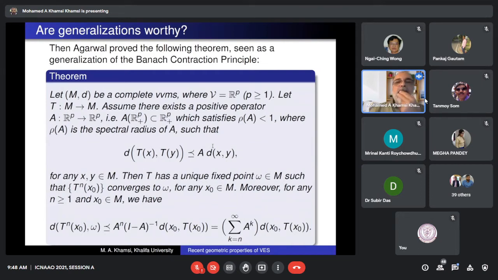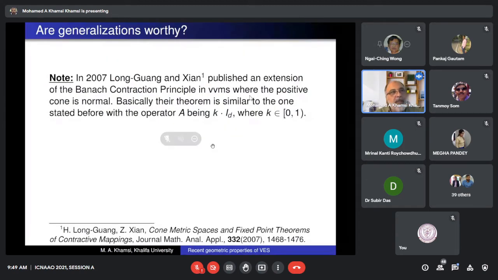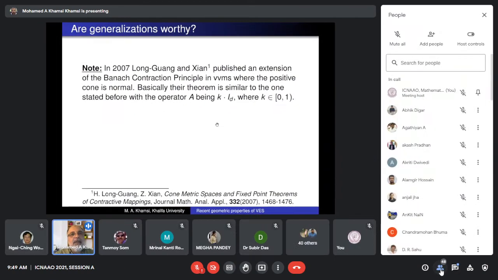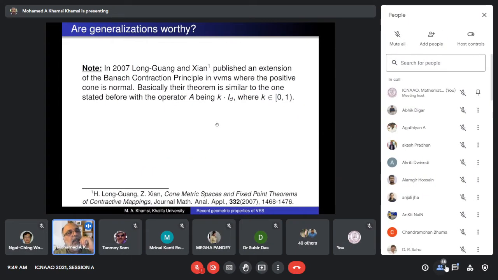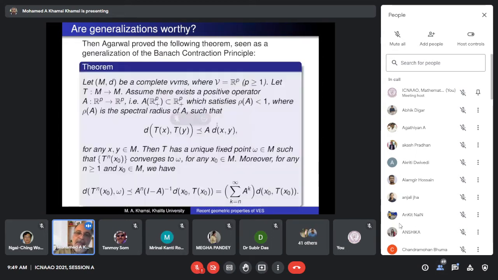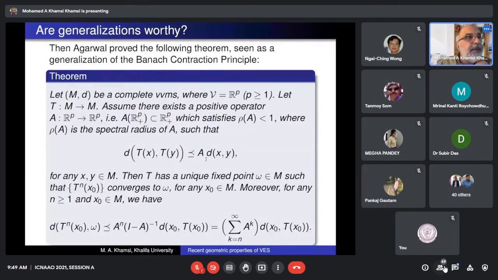Okay, so the paper I was telling you about that was noteworthy is the one that was published in 2007. By the way, the original paper by Ravi was published in the 80s. The one that was published uses the same formulation of that vector valued distance, the general formulation with the ordered vector space, etc. So they gave exactly the same theorem of Banach. But again, if you go back here, what they did, they put k. So d is a vector, but they multiplied by a constant k less than 1.